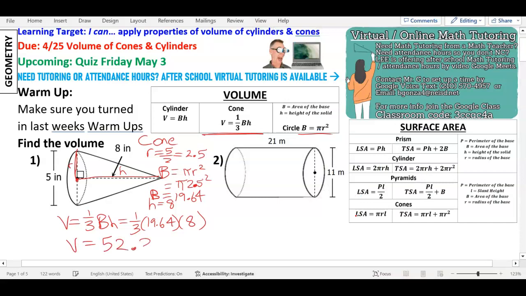What are my units of measure? Inches, and for volume, it's not squared, that's area and surface area. It's to the third power because it's 3D, that's cubed. Inches cubed, cubic inches.